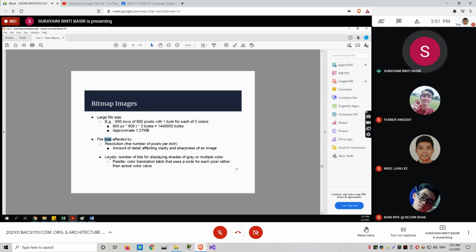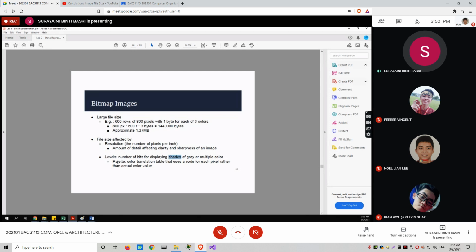Okay, so what is the levels? Level is the number of bits for displaying the shades of gray or multiple colors. Okay, so level is the number of bits, meaning how many bits to display the shades or the color.